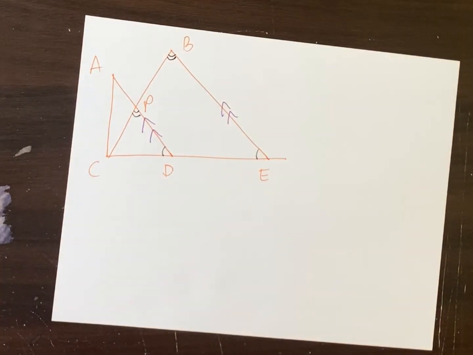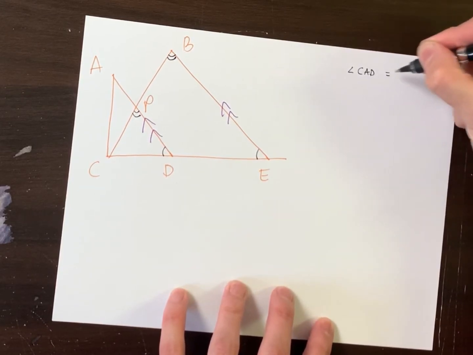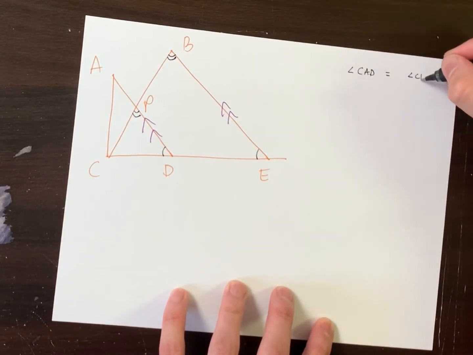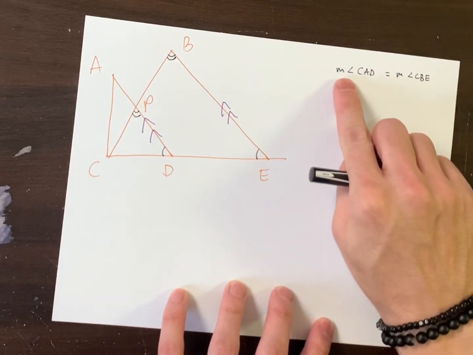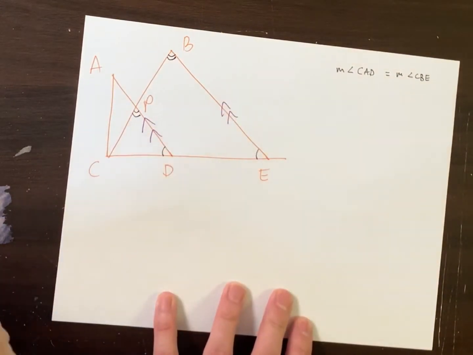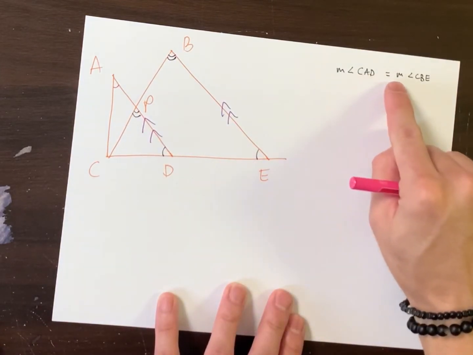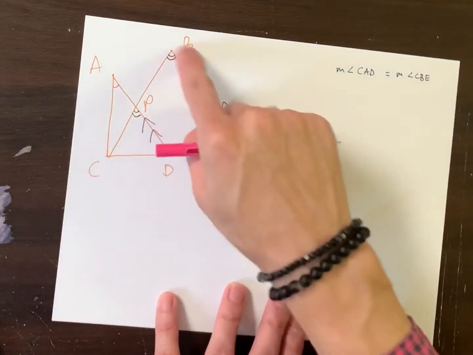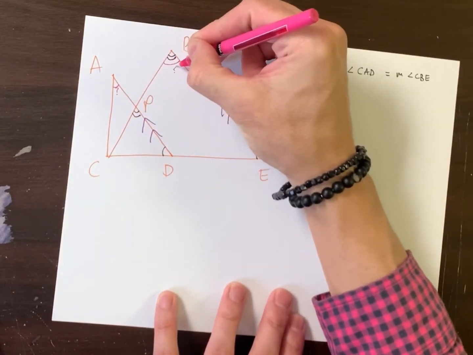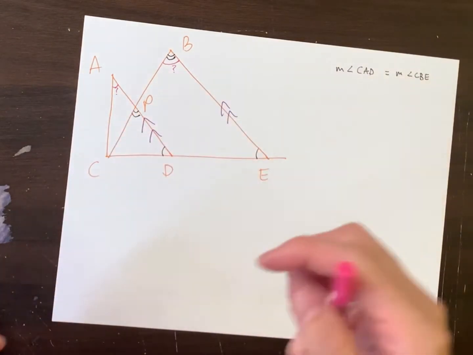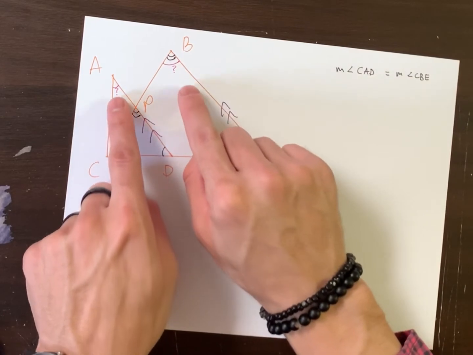But the question is, can the measure of angle CAD be equal to the measure of angle CBE? They forgot to put M for measure, but it's okay. So CAD is this angle in pink. Can the measure of that be equal to the measure of CBE? So let me go like this, and I'm going to put question marks. That's the goal. Can these pinks be congruent? Well, we know that the double blacks are congruent. So the question is, are the pinks congruent?